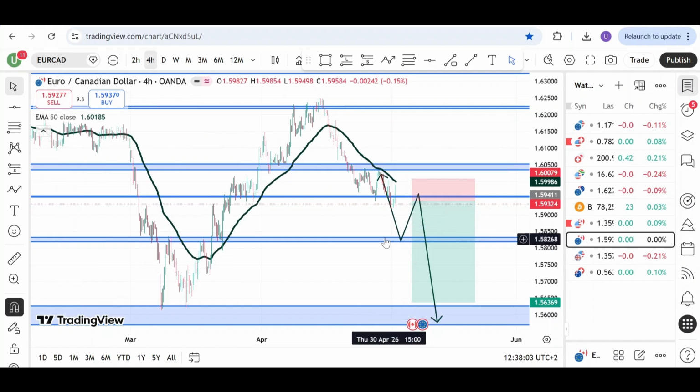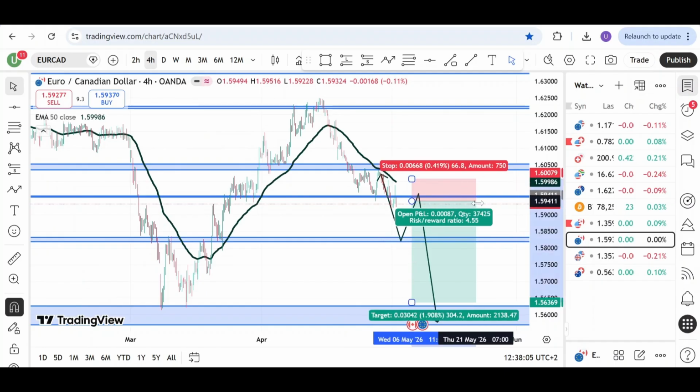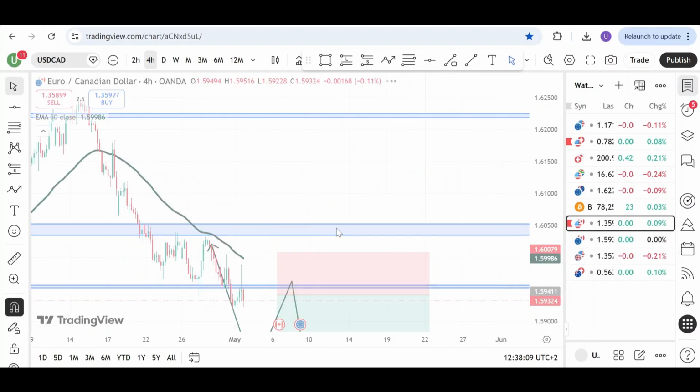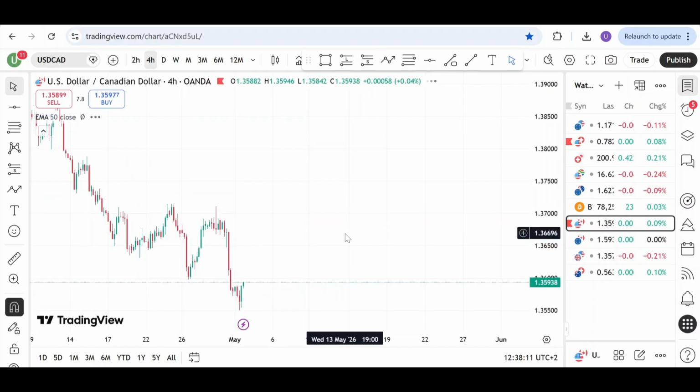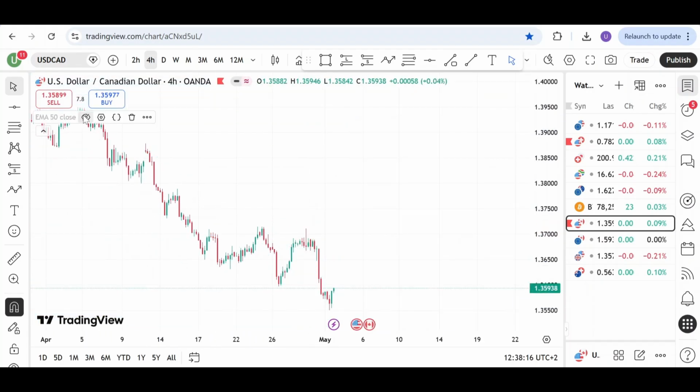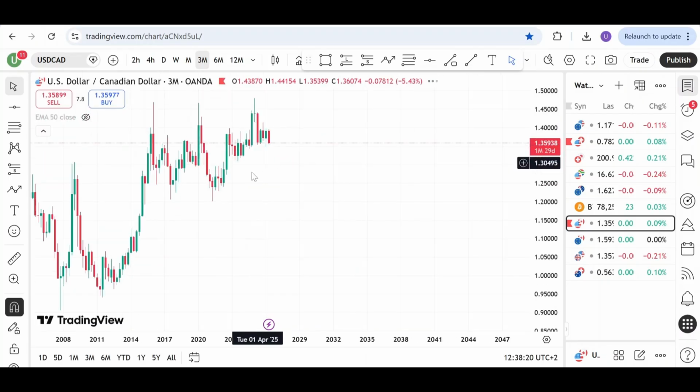Risk to reward above 6. I mean, a stop loss above 60 pips will be very viable. And this is our USD CAD. Our USD CAD, what's going on? Let's go to the 3-month time frame and see what's going on.